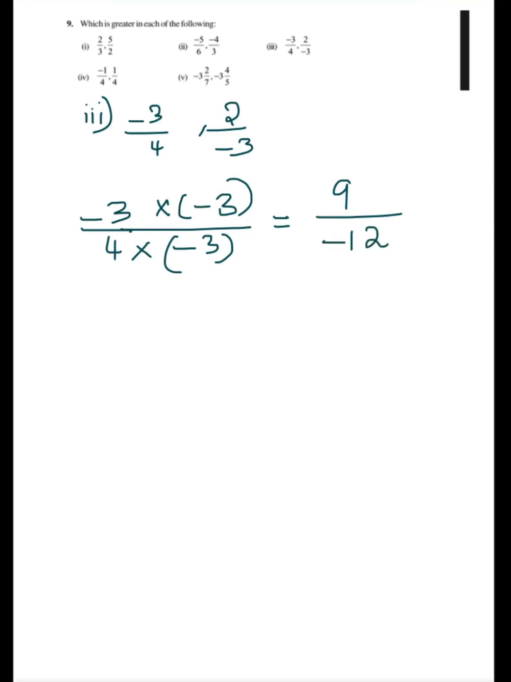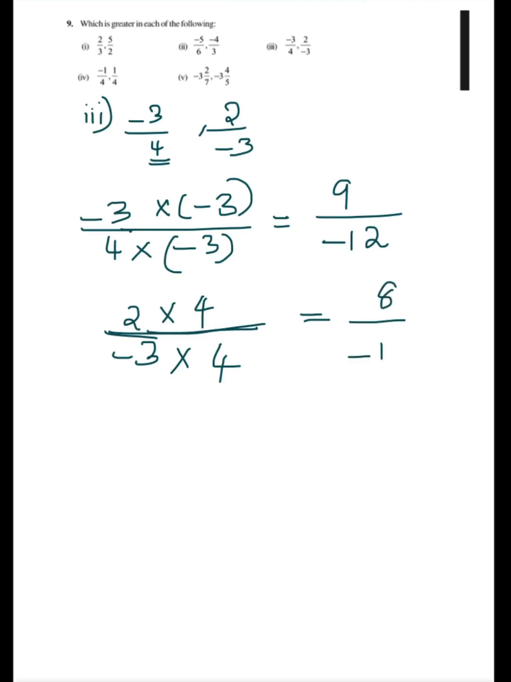Minus 12. Okay. Now let's take the second one, that is 2 by minus 3, and I am multiplying both numerator and denominator with the denominator of the first, which is 4. So I will get here 8 by minus 12. So 9 by minus 12 and 8 by minus 12. That means the denominators are the same, for both cases it's minus 12.